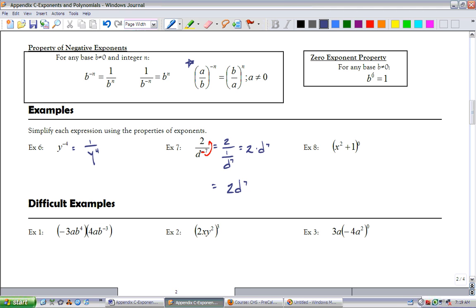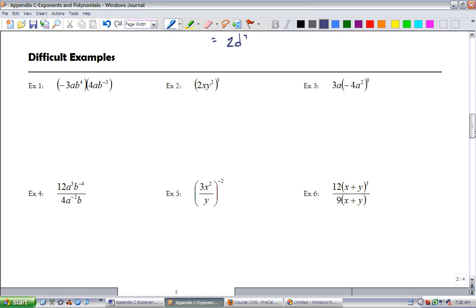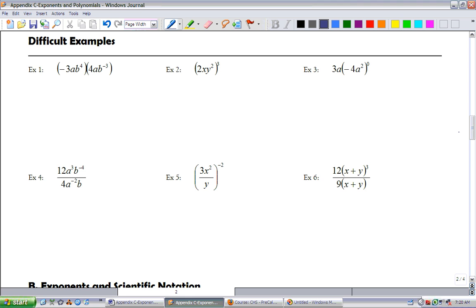And lastly here, any number to the 0 power is 1. Any base to the 0 power is 1. So here we look like we have a little bit of a mess, but really if you look at it, the whole thing is to the 0 power, which means this entire quantity is equal just to 1. Alright? We'll do a couple difficult examples here and then be done.